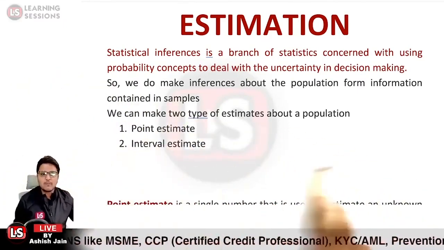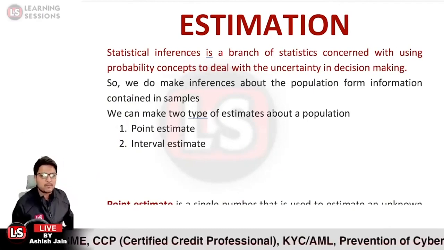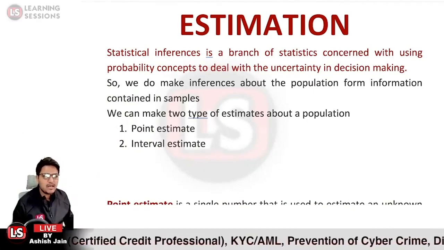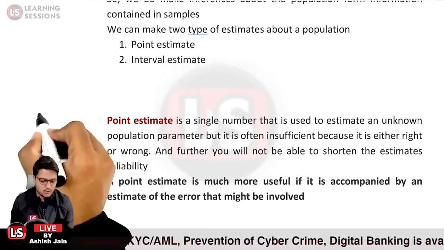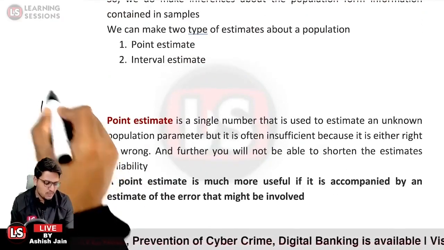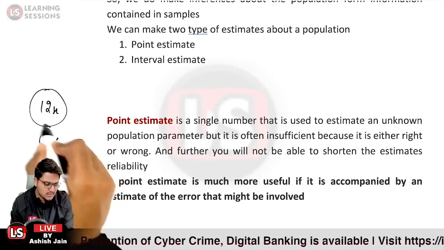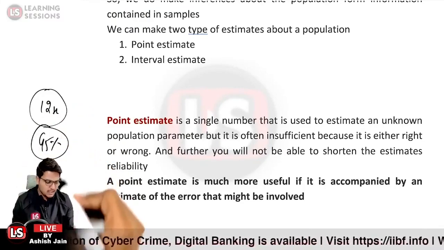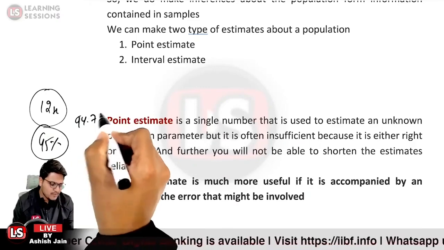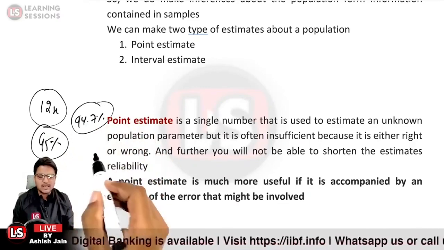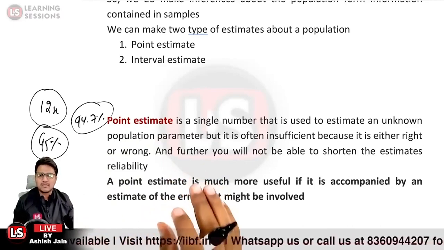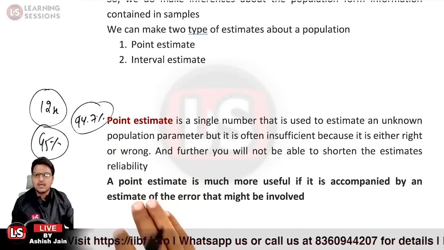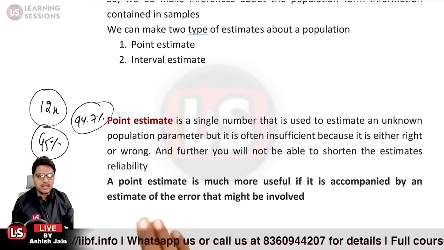In the case of the point estimate, it's a single number that is used for estimating the value. As I just told you, in the case of the 12th class result, the result would be 95%. So it's a single number. Even if the result is 94.7%, we will be saying that our estimate was wrong. That is related to the point estimate.